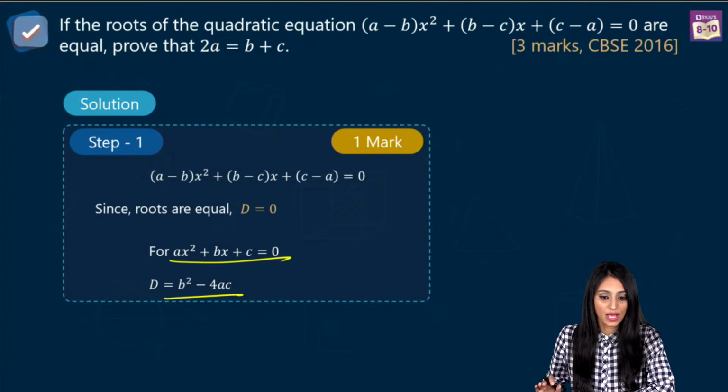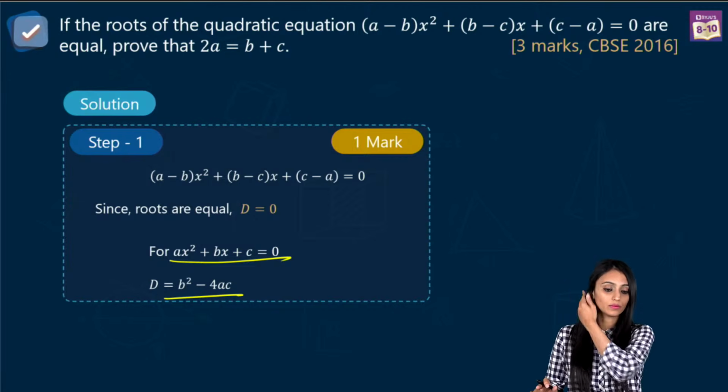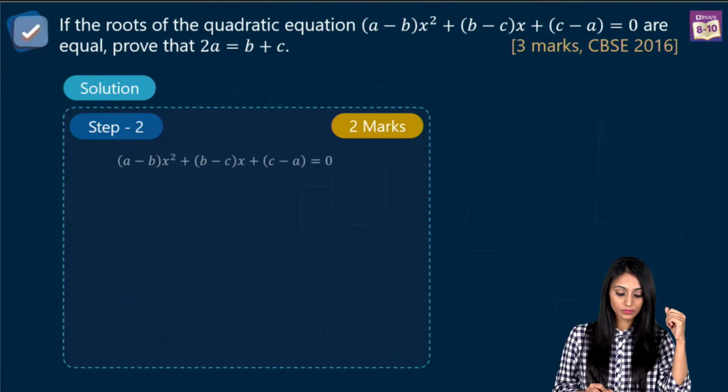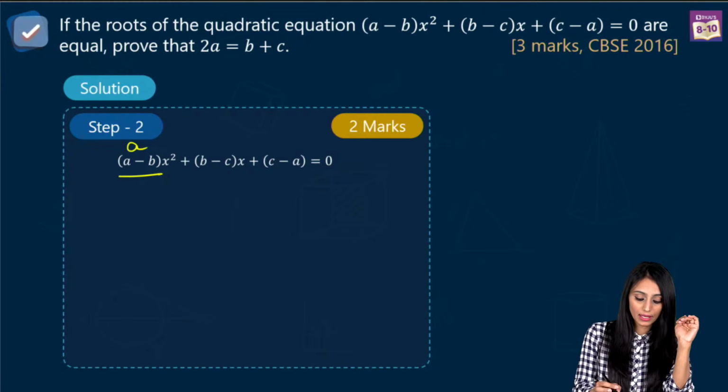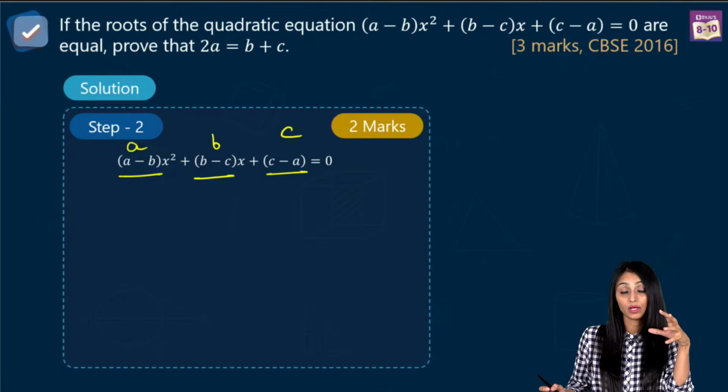So what is discriminant? That's b square minus 4ac, and this is the general form of the quadratic equation, right? I'm repeating it again. Don't worry. So this is the given equation. Here this is going to be your A, this is going to be B, and this is going to be C, right? If I compare it with the general form of the quadratic equation.